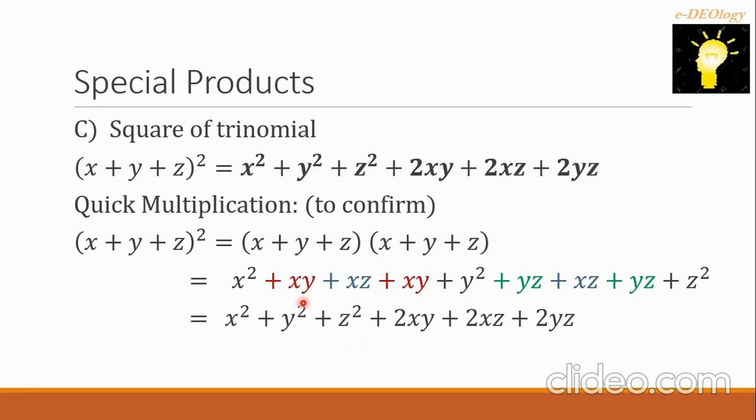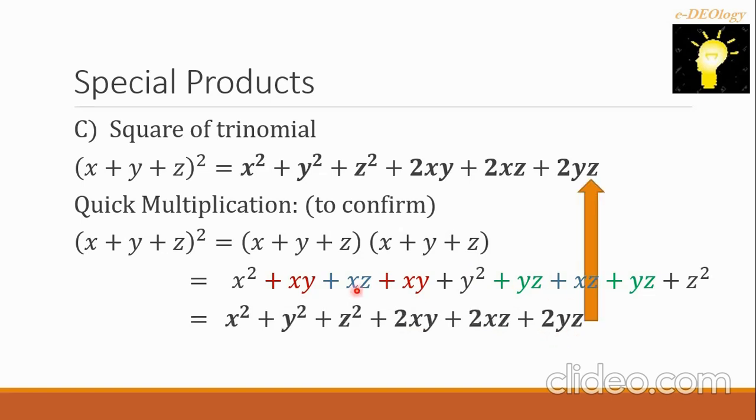There is an xy here, positive, there is positive xy here. So combining them, I will get 2xy. The xz in blue color, there is another xz here in blue color. They are like terms, so we can combine them to be 2xz. Now, the other one is the yz, positive. Another positive yz is here. We can combine them together. We will get 2yz.